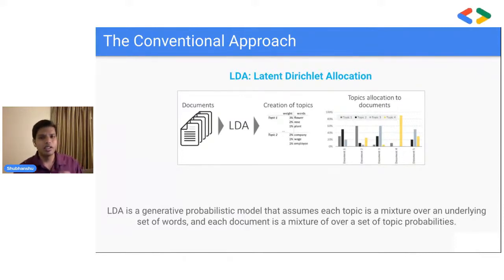Then Dirichlet, it's a distribution of distributions. Here in the context of topic modeling, the Dirichlet is the distribution of topics in documents and distribution of words in the topic. Allocation, this means that once we have Dirichlet, we'll allocate topics to the document and words of the document to topics. That's it. That's what LDA is in a nutshell. I won't bore you with a lot of technical terminologies.